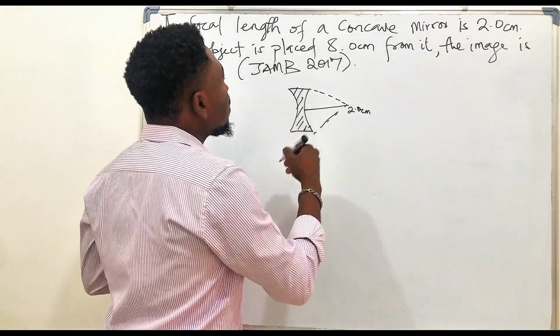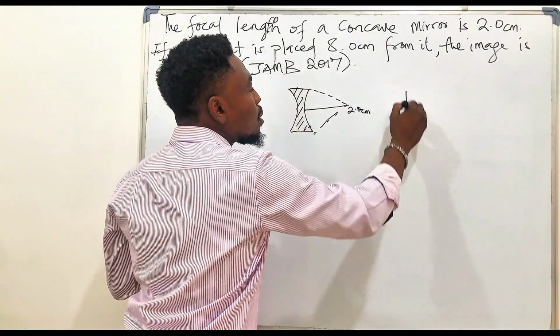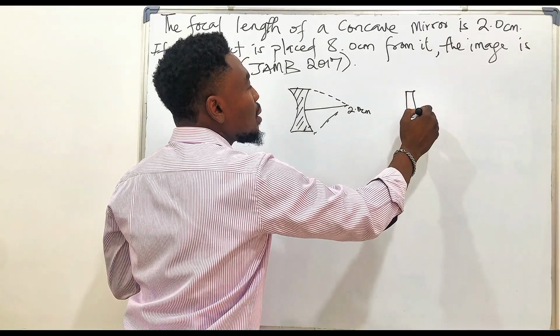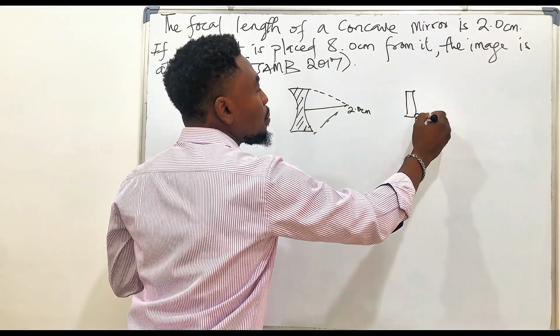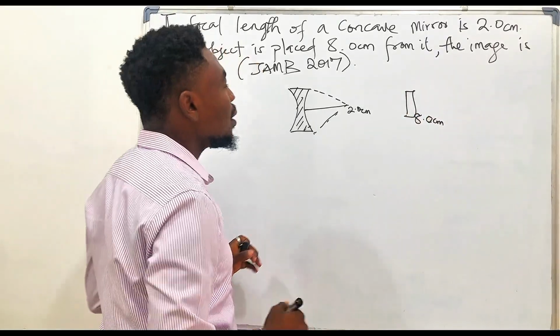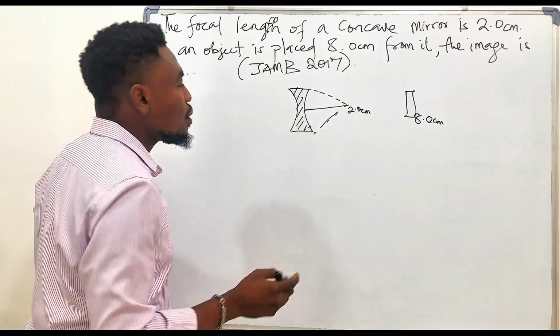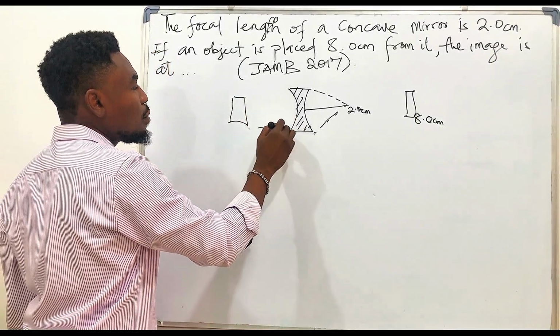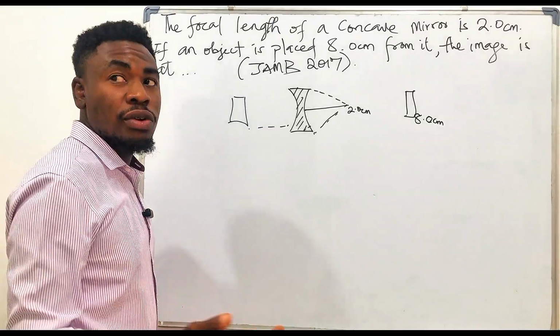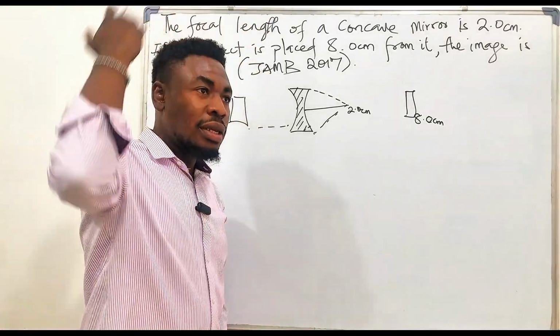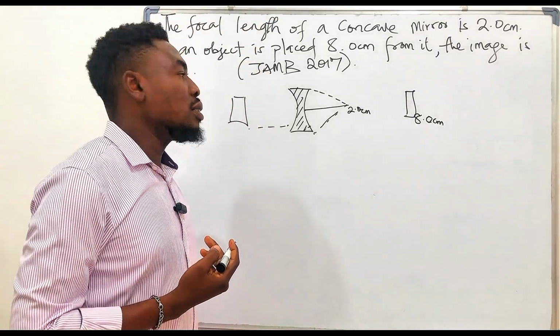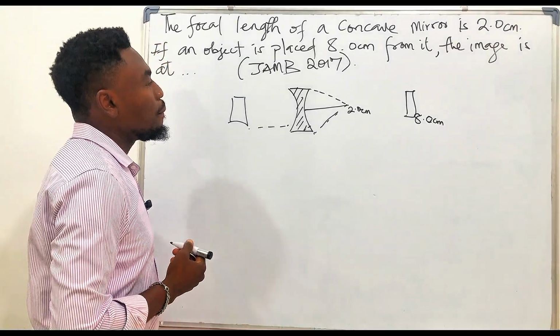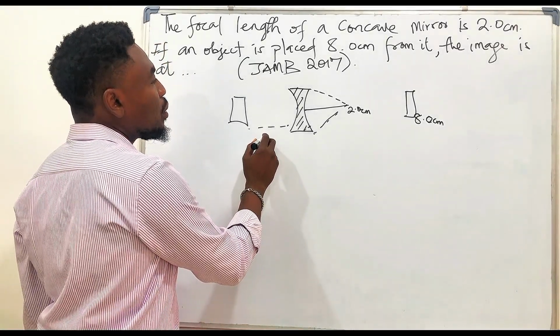Now, in this question, it says the object is placed at what? Let's say the object is placed at 8 centimeters from the mirror. The question is asking us at what length we are going to see the image at the back of the mirror, because usually in mirrors the images are formed behind the mirrors, right? So this is the length that we're looking for.